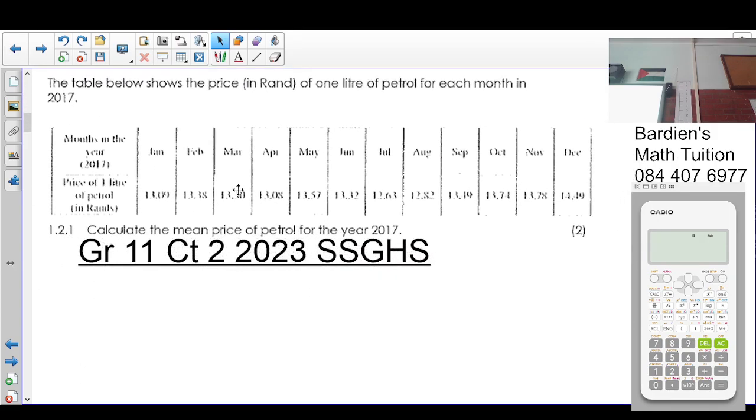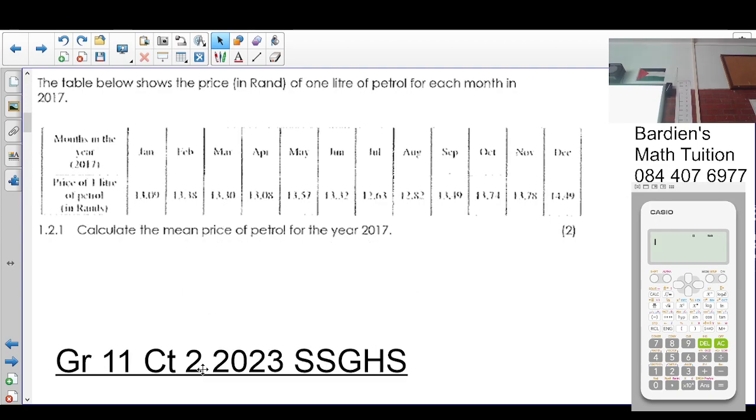The table below shows the price in rands of 1 liter of petrol for each month in 2017. Calculate the mean price for the petrol for the year of 2017. So firstly, you must program a calculator to do the calculation, because the standard deviation question is the next question. Otherwise, if it's the mean, I could have added all up and then divided by 12. But since the next question is a standard deviation question, it would only make sense to do the calculation on the calculator using those keys anyway.